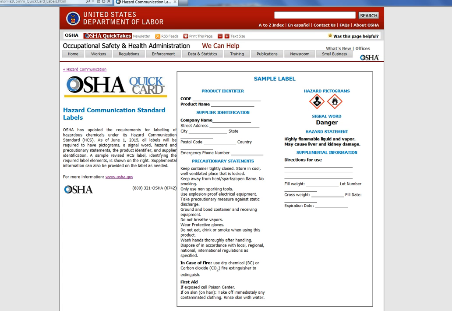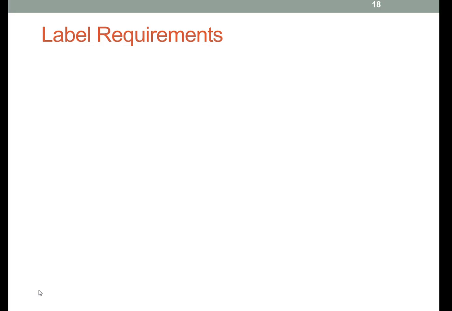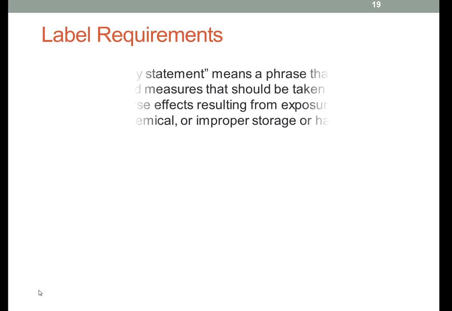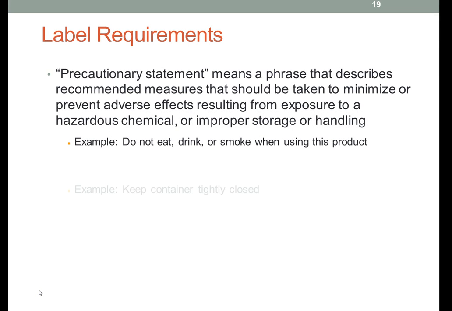and kidney damage. The fourth and final new component of the label requirements is the precautionary statement, which means a phrase that describes recommended measures that should be taken to minimize or prevent adverse effects resulting from exposure to a hazardous chemical or the improper storage or handling of that chemical. Examples: do not eat, drink, or smoke when using this product, and also keep container tightly closed.